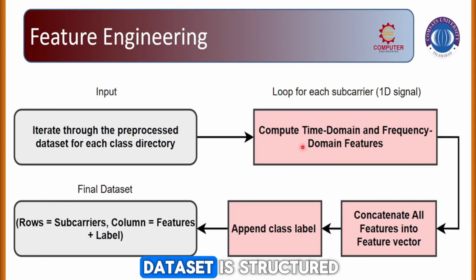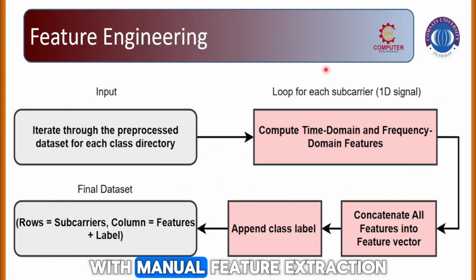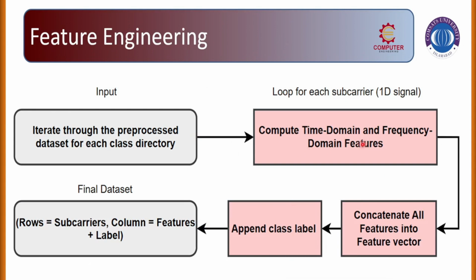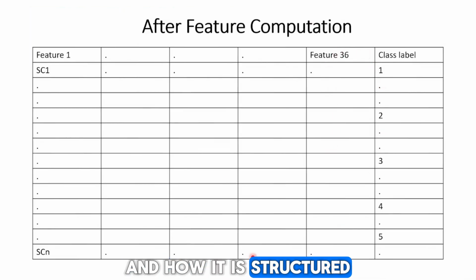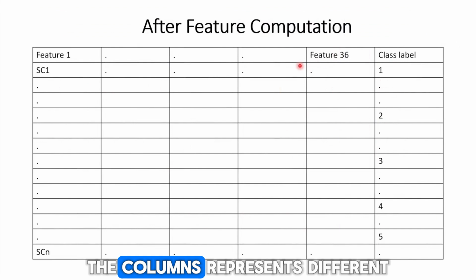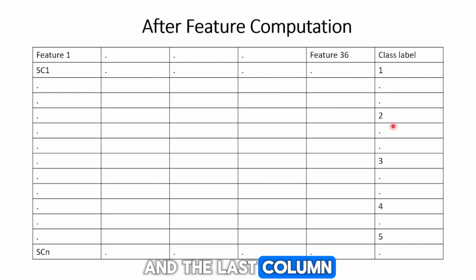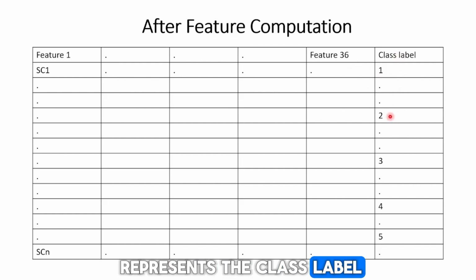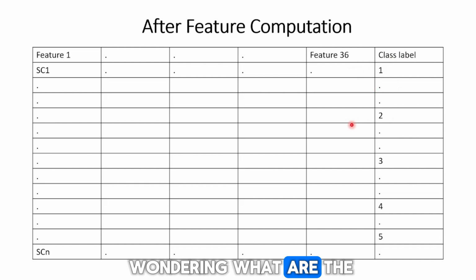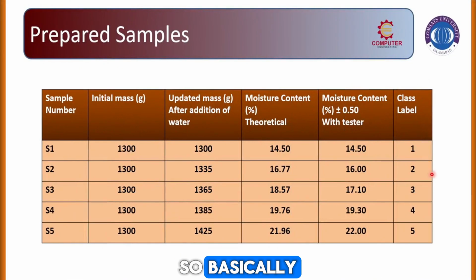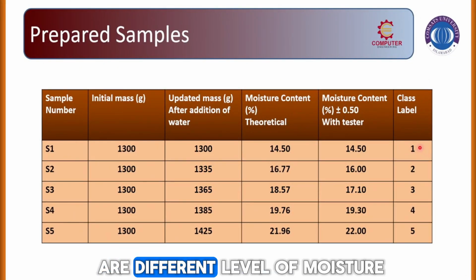This is how the data set is structured with manual feature extraction. The columns represent 36 different features from time and frequency domain, and the last column represents the class label. Now if you are wondering what the class labels are, basically the class labels here are different levels of moisture.